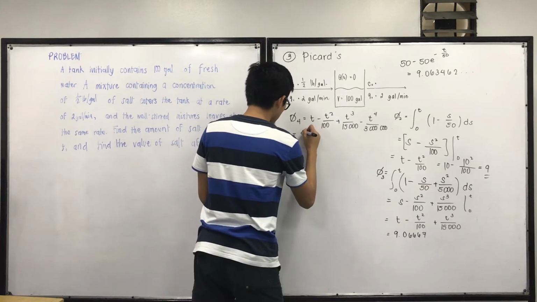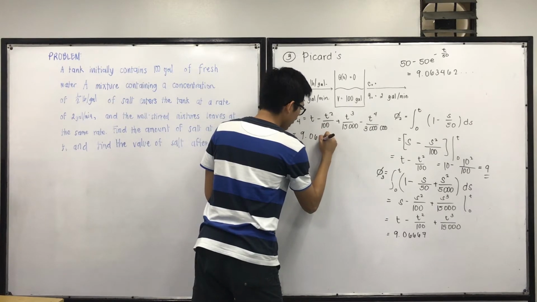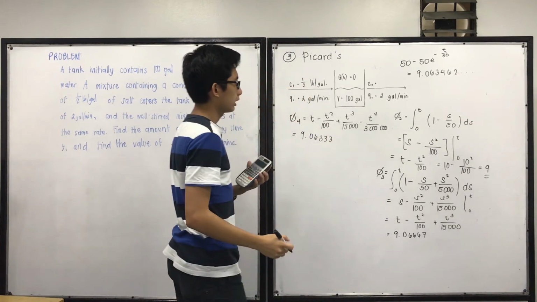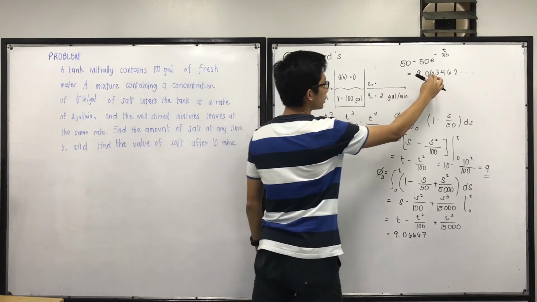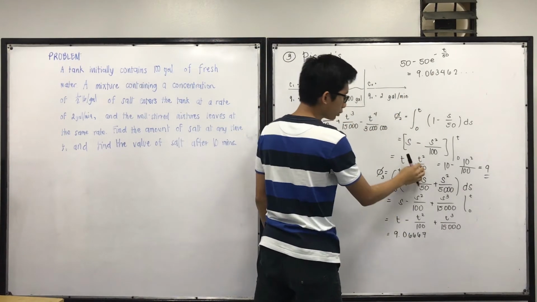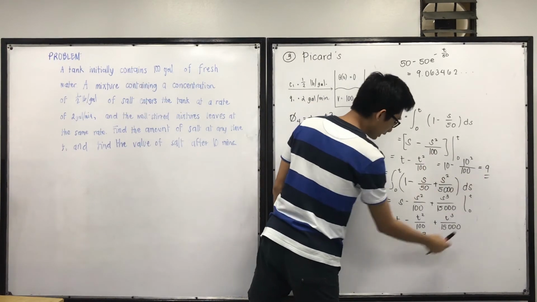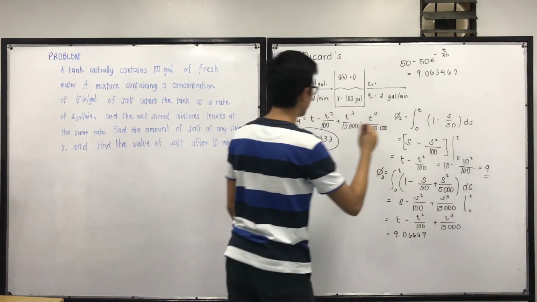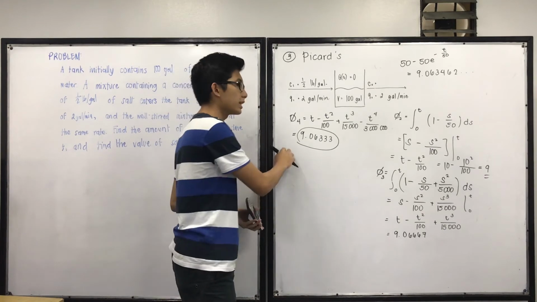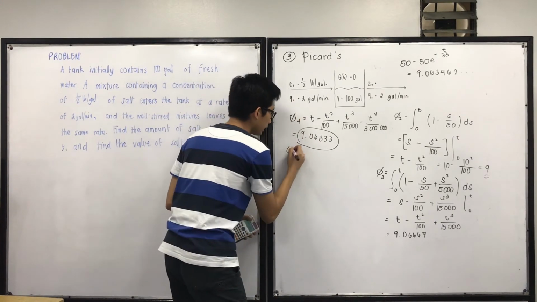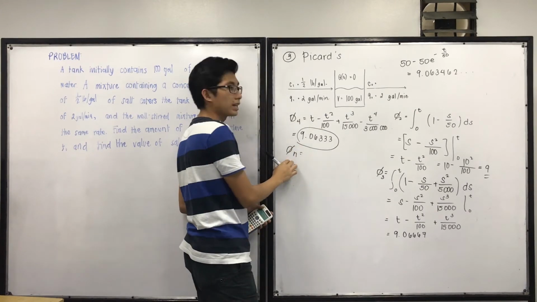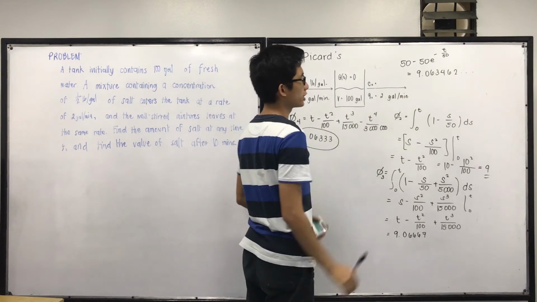And the answer is 9.06333. As you can see, this one is still closer to this one compared to these last two answers, which is 9 and 9.06667. So therefore, our answer adheres to the theory, which is that as the n increases, the answer gets closer to the original answer.